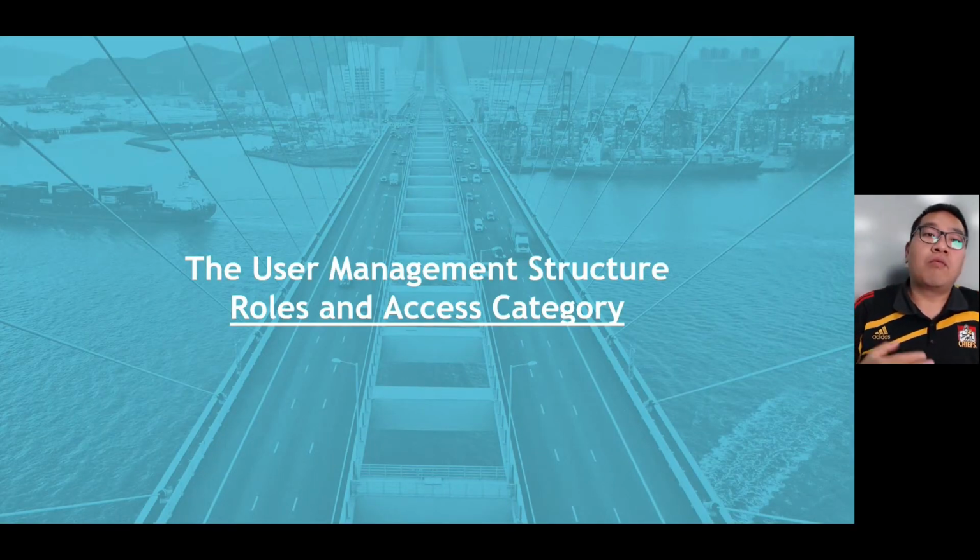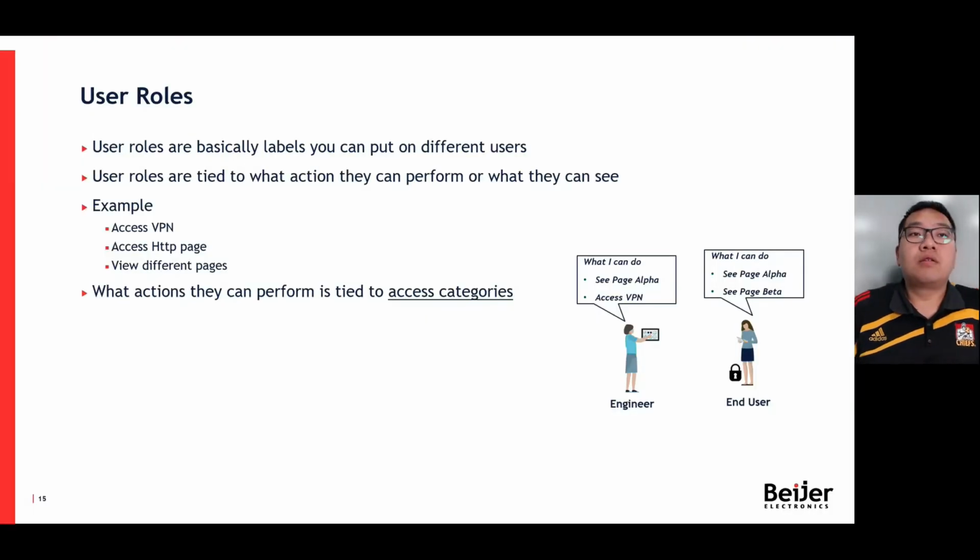And next, we'll talk about the roles and access categories that are part of user management. So what is a user role? User roles are basically labels. I know we try not to label things or people in life, but within the CloudVPN platform, we are happy to do that. You can put labels on different users. Each role is tied to what actions they can perform or what they can see in terms of the different dashboards or pages that you create as well.